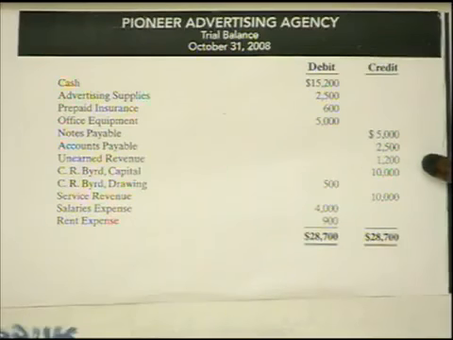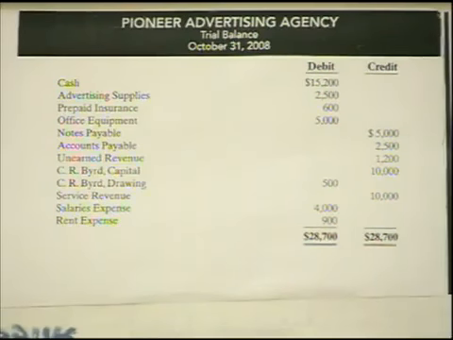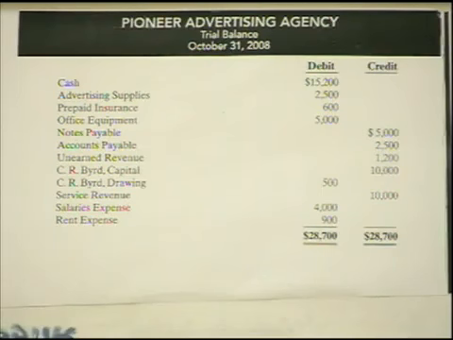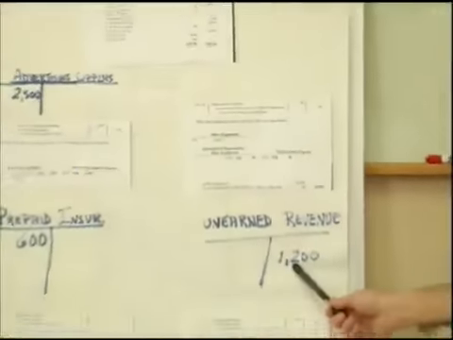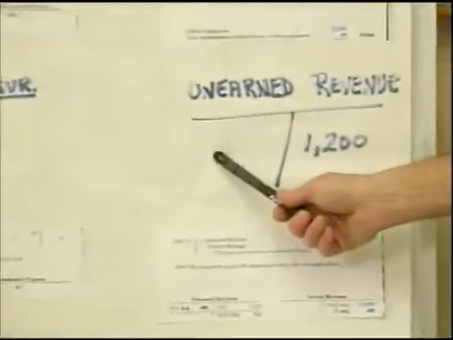If we come down here to this last chart that I have down here, you'll see again that I have the unearned revenue set up with $1,200. All right, that represents the revenue that is due to us, okay, but we have not yet earned. So as we earn it, we will debit it out.